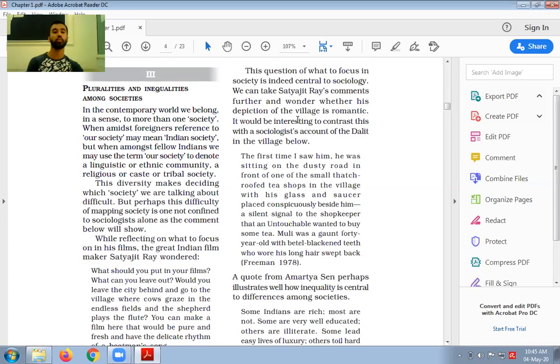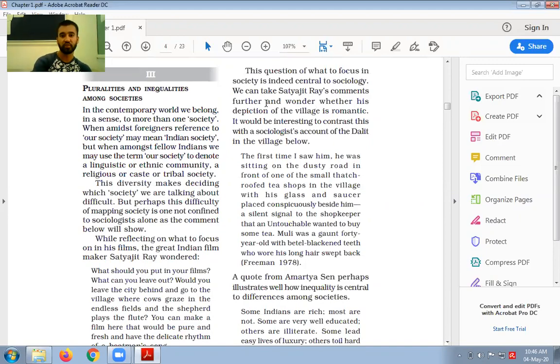Sociologists are going to solve it, because they are going to depict the real problem that is there in the villages. They are going to show what actually exists in the villages. There are a lot of things apart from the beautiful things that are going on in the villages. There are other things as well. And who is going to depict it? Who is going to focus on it? Obviously, sociology is going to focus on it. And this is a question that the sociologist is going to solve.